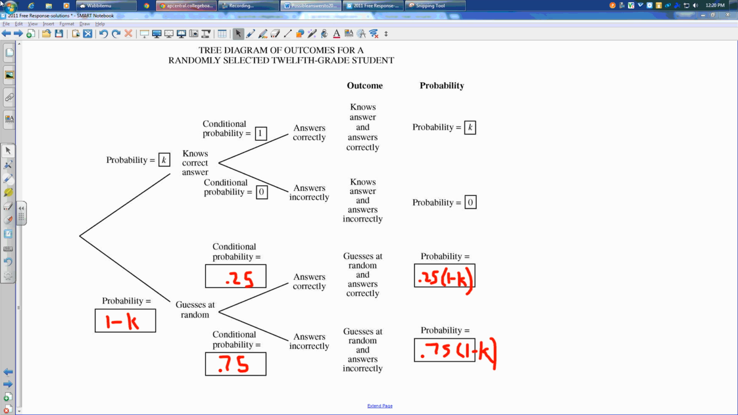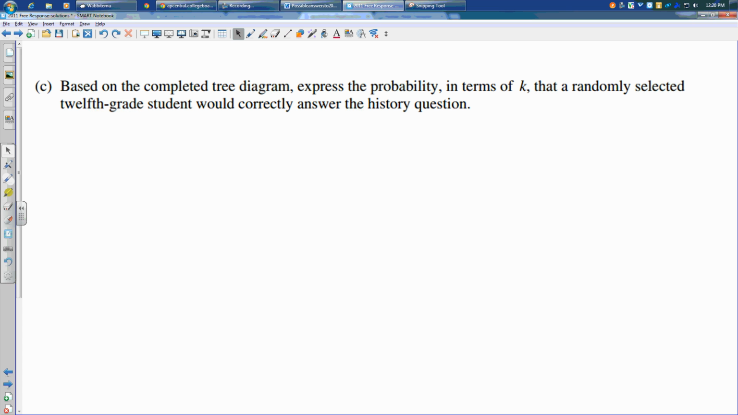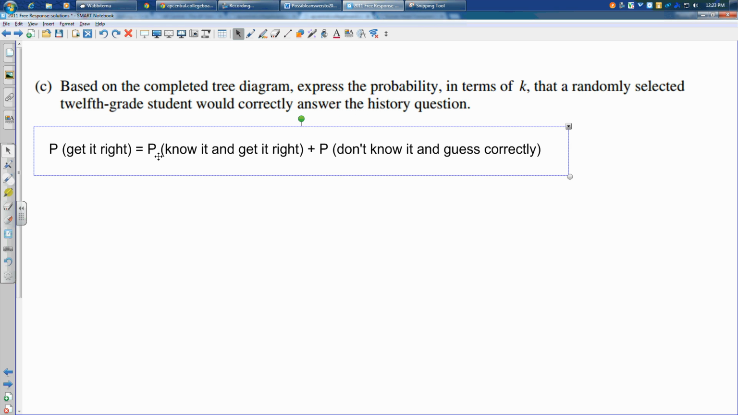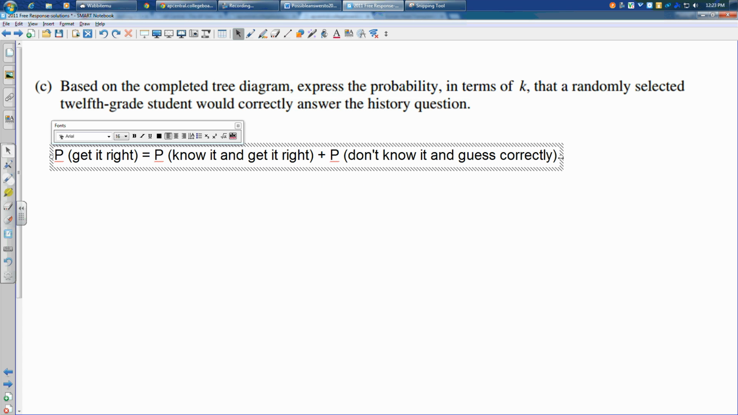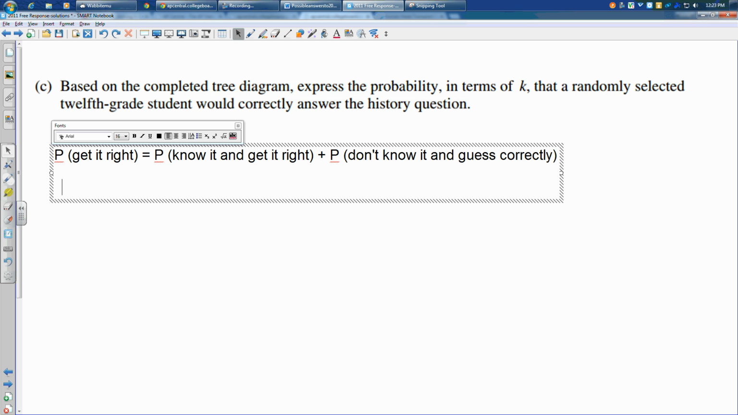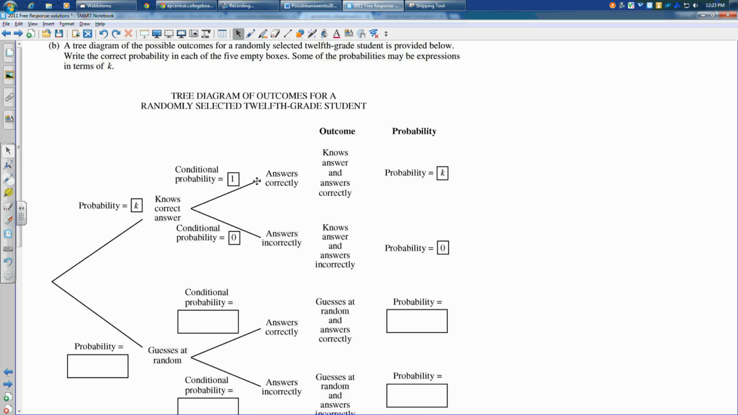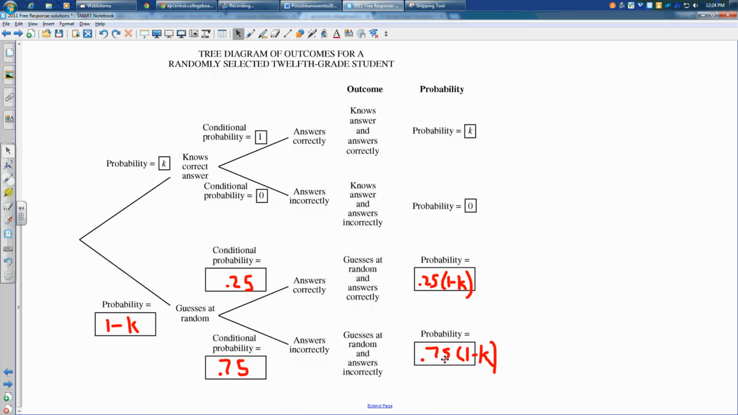Okay, part C then says, based on this, there's basically two ways you can get a question right. You can know the question and get it right, or you can not know the question and guess it right. So it looks like this. And so what that is going to be then is, we said the probability you know it and get it right is k, or k times 1, plus the probability that you don't know it, but you guess correctly, and that's what we wrote right here, 0.25 times 1 minus k.